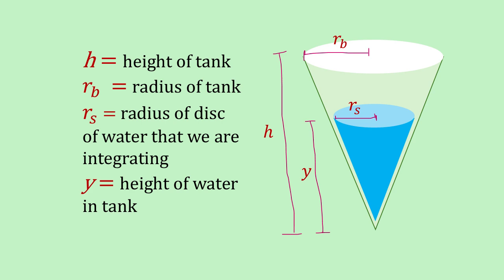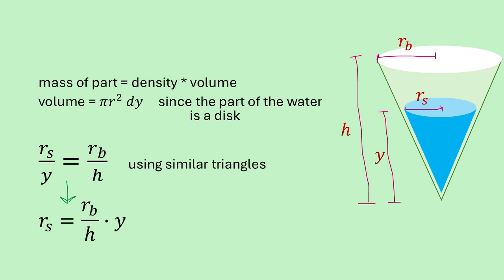In order to get our equation, we have to find the mass of the part, which is density times volume. Density is given as 1,000 kilograms per meter cubed in SI units, and volume is equal to pi r squared dy, since the part that we're integrating is in the shape of a disk. We can find r by setting rs over y equal to rb over h using similar triangles, and then we find that rs is equal to rb over h times y.